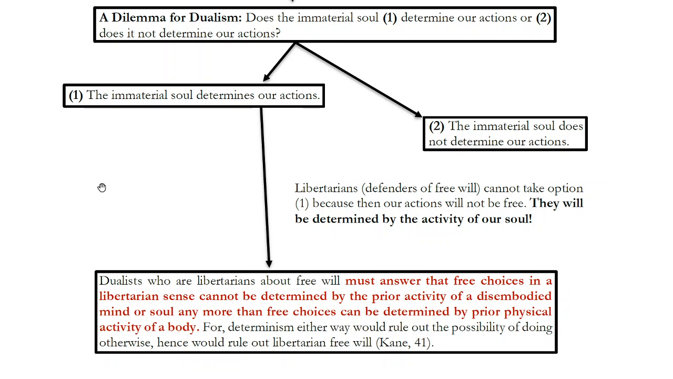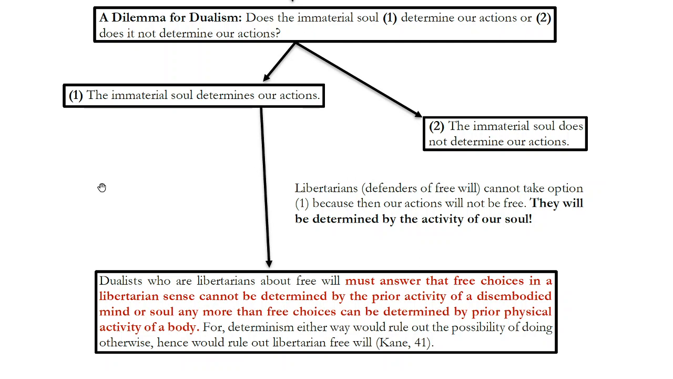So let's take the first option. Let's say the immaterial soul determines our actions. Well, if it determines our actions, that means our actions couldn't be otherwise. That means given whatever influences the soul, given everything we know about the soul, what we do next has to happen. So given the soul we have, we would have to rob the bank or we'd have to walk away because of our conscience or whatever. But whatever kind of soul you have, on this option that determines what you do. But if the soul determines what you do, then you couldn't do otherwise. And then you couldn't have free will.